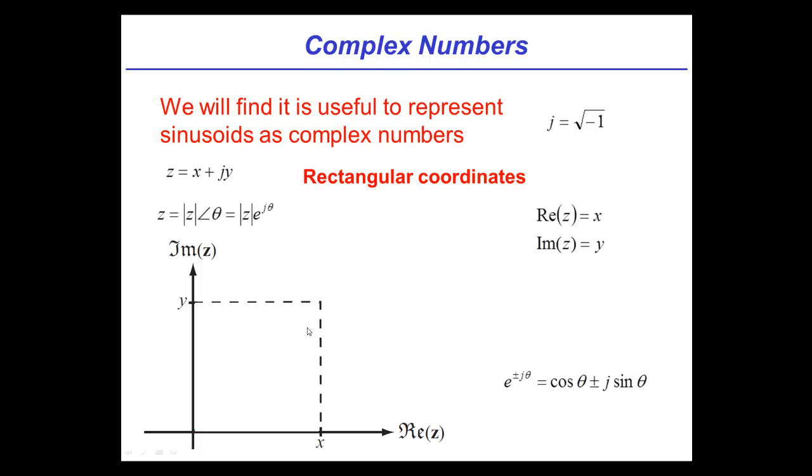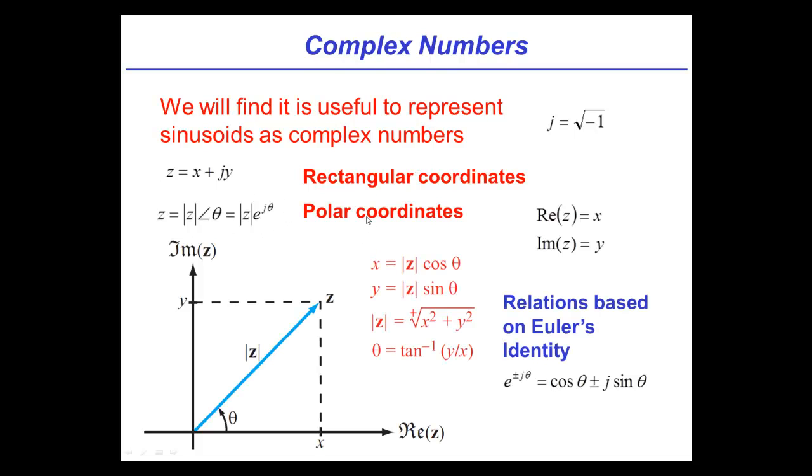jy. So if we had some arbitrary complex number located right at this point over here, and we plotted the real on the x-axis and the imaginary on the y-axis, this number would have a real component associated with x and an imaginary component associated with y, hence z is equal to x plus jy. Now what that means is we can say that the real part of z is just x, and the imaginary part of z is just y. Now that's one way of denoting it. The other way of denoting it is the polar coordinate system.